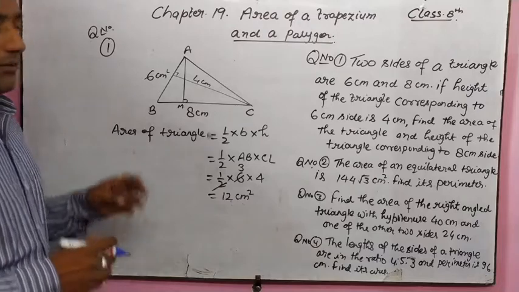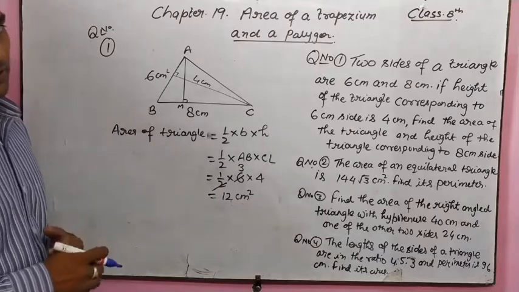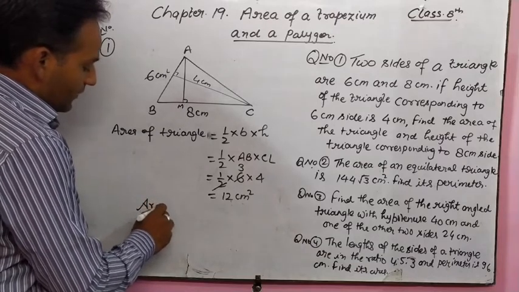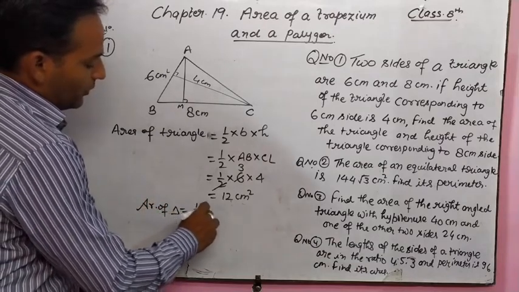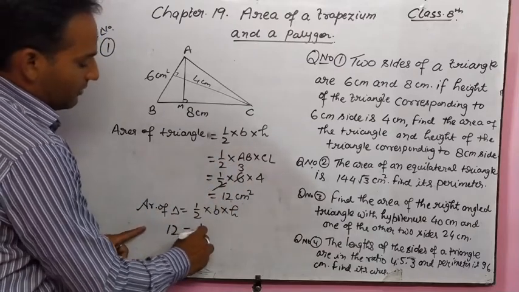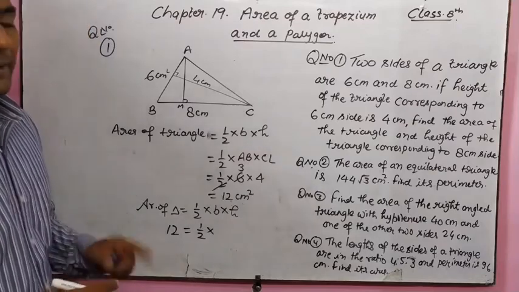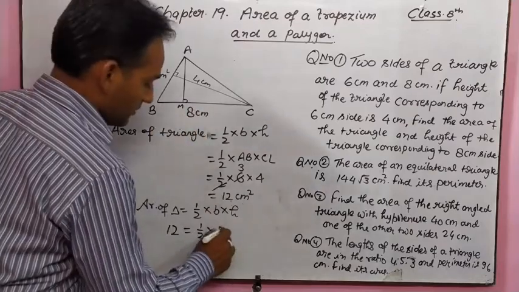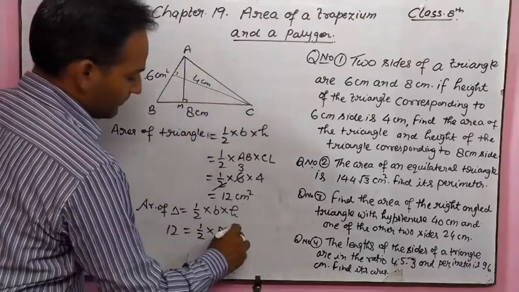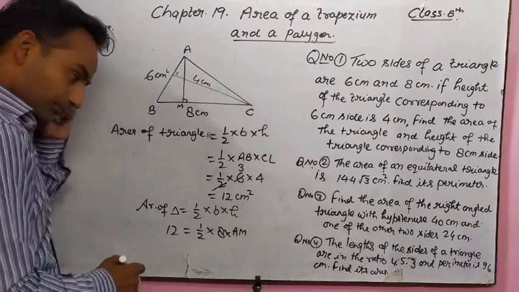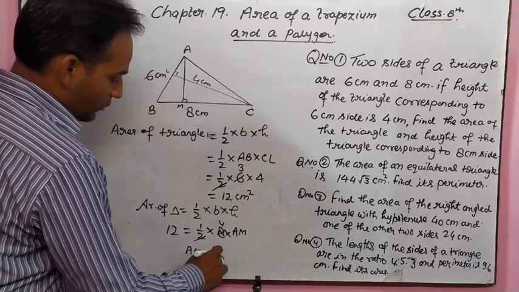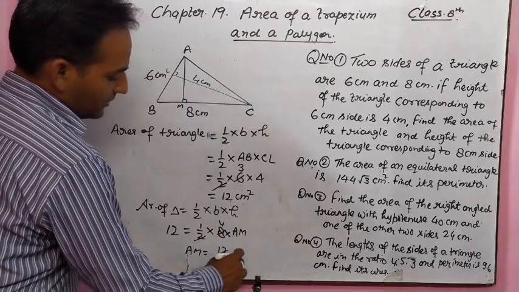Now, the triangle is same, but the base is different. Once again we can write area of triangle is equal to 1 upon 2 into base into height. Area of triangle we have got 12, in place of 1 upon 2, 1 upon 2. But now the new base is 8 and we don't have height, that is for base 8 the height is AM. We have to find AM, that is height. So 2 4s are 8 and AM will be 12 upon 4, that is 3 centimeter.